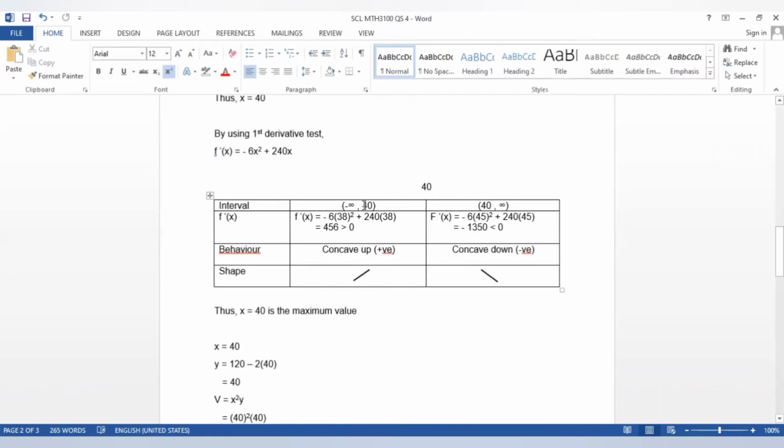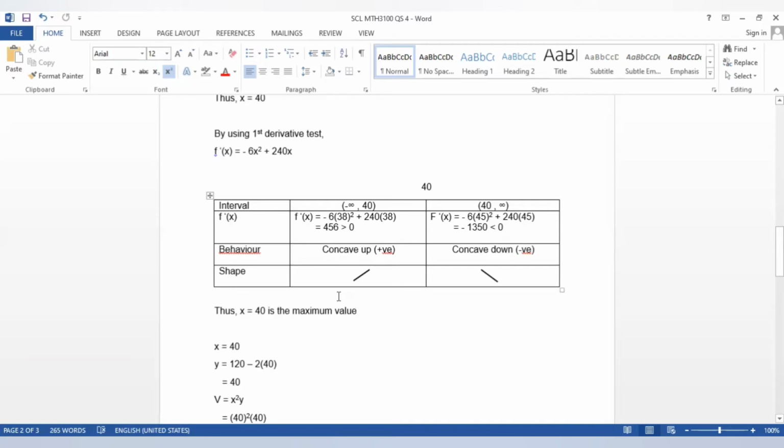So you can choose any number below 40, and I choose 38. You can see here the value is 456, which means it is greater than 0. So it is a positive value, it's concave up, and this is the shape.